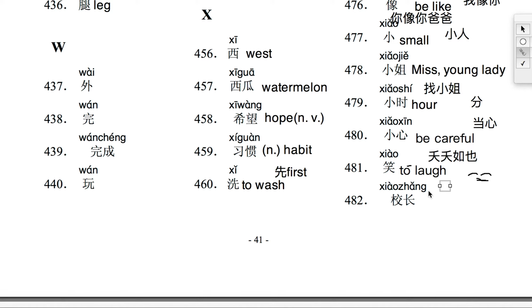482, 校长. 校长 is the headmaster or the principal, or the school president, okay? The first character, 校, means school, and then 长 means head or captain. The school captain, the principal.